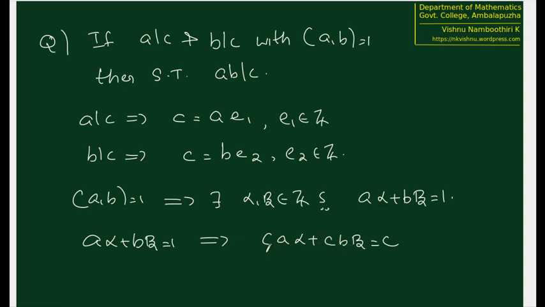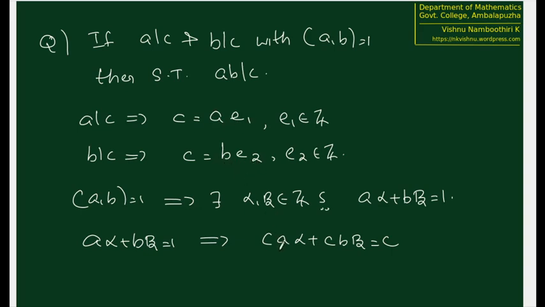If we can show that C is a multiple of A and of B, that is, CA alpha is a multiple of AB and CB beta is a multiple of AB, then C also will become a multiple of AB. So we need to bring B here, already A is here. We need to bring A here, already B is here. So we have two expressions for C: one is C equals A E1, the other is C equals B E2.